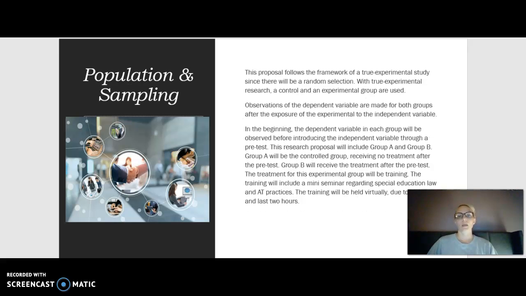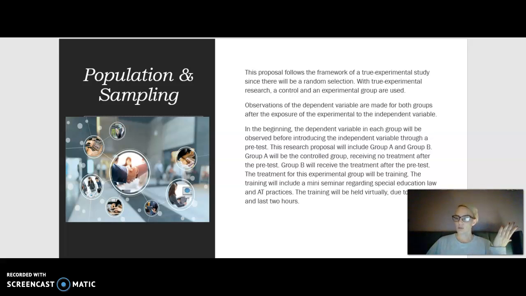Population and sampling. This proposal seeks to find a statistically significant difference for general education teachers in Group A who will not receive the treatment to those in Group B who will receive the treatment. Therefore, this research proposal aims to be comparative by design because it compares Group A to Group B.